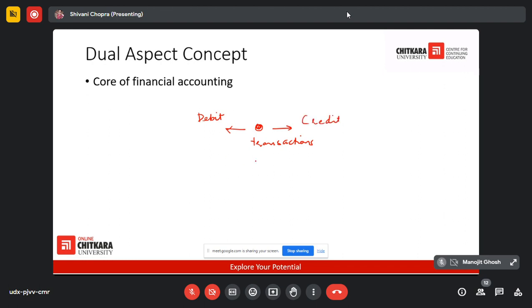Another thing is that a transaction would always affect two accounts: one account and the second account. That is the dual aspect concept. So a transaction always has dual aspects. One aspect is debit, another one is credit. So the amount of the debit aspect will always be equal to the amount of the credit aspect, and it will affect two accounts at the same time, or it can be the same account but in a dual manner.